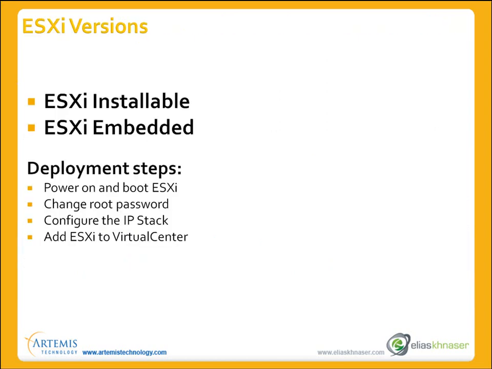So if we move forward with this presentation, let's take a look at the different versions that you have with ESXi. You have ESXi installable, which basically means that you could download the media from VMware and, if you have a server, you can install ESXi on that server. ESXi has a very small footprint. It's a 32 meg footprint, so you can see how quickly you can install or deploy ESXi installable on a server that's going to meet your minimum hardware requirements.